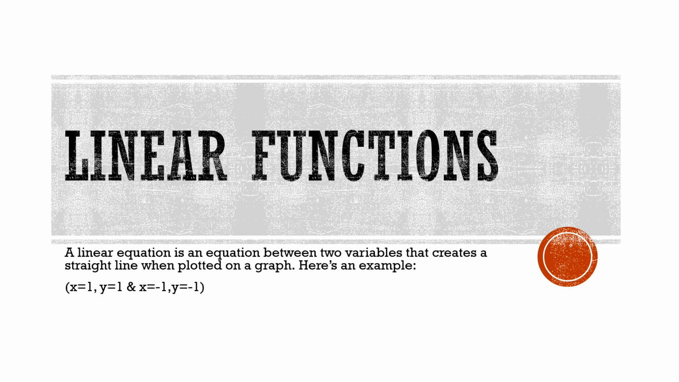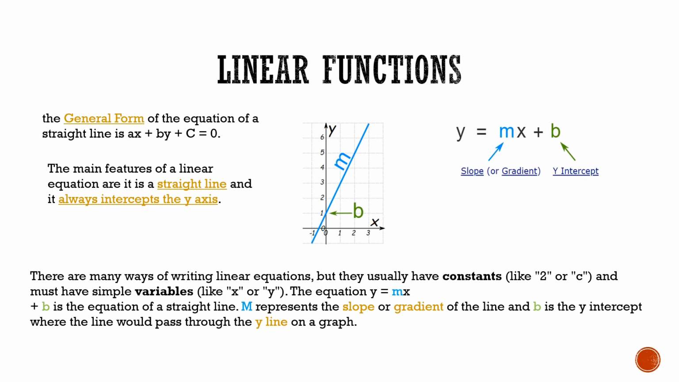A linear equation is an equation between two variables that creates a straight line when plotted on a graph. Here's an example: x equals 1, y equals 1 and x equals -1, y equals -1. The general form of the equation of a straight line is ax + by + c = 0.